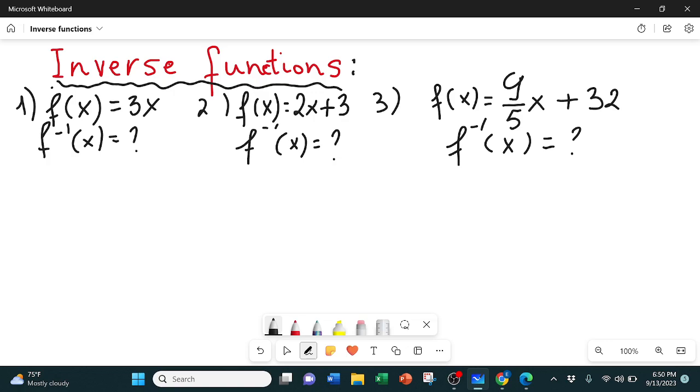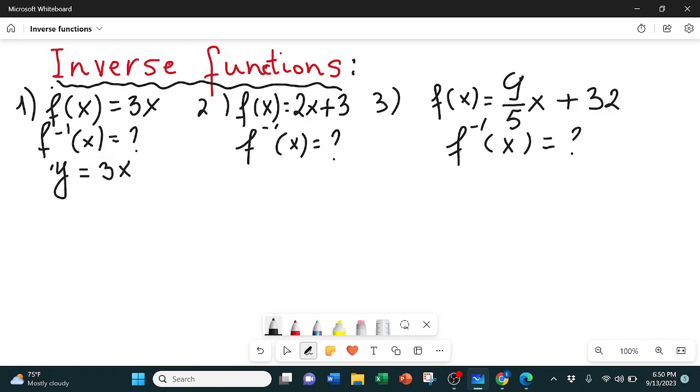Find the inverse of a function. The first example is f of x equals 3x. How are we going to find the inverse function of this function 3x? First of all, we're going to write y equals 3x. Our function, we're writing as y equals 3x.